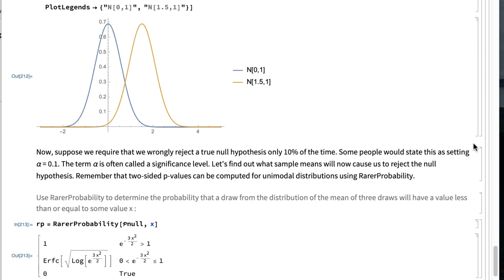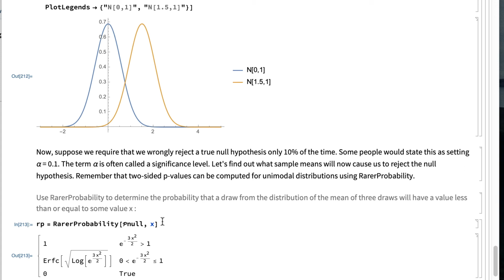What I want to do now is to set alpha, and I want to set it at 0.1. That means I don't want a situation to occur in which the null hypothesis is true, but I reject it more than 10% of the time. I don't want a situation where I claim the null hypothesis is false, even though it is true, to occur more than 10% of the time.